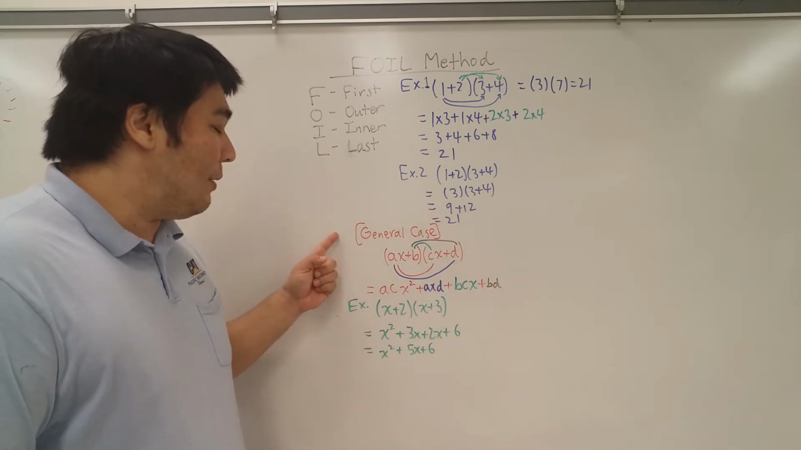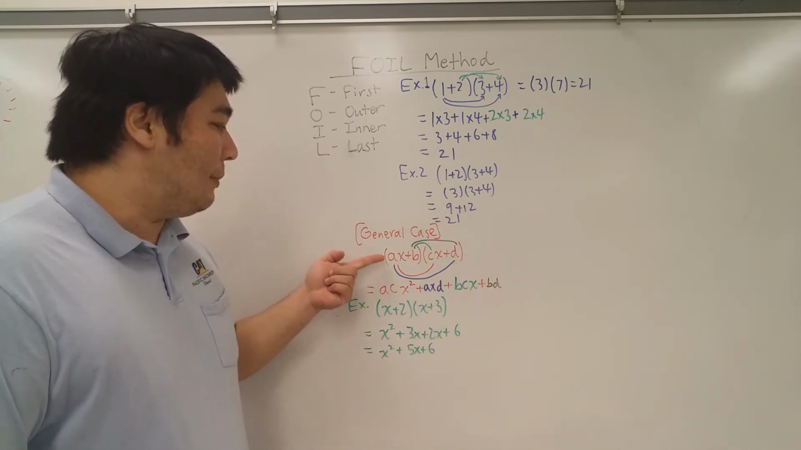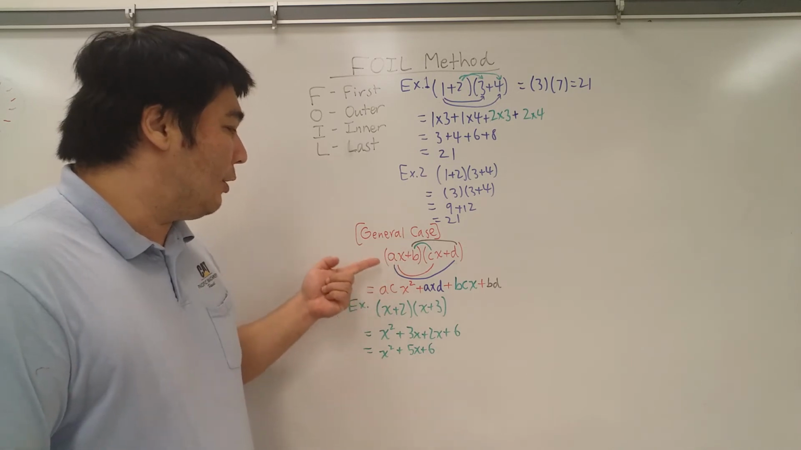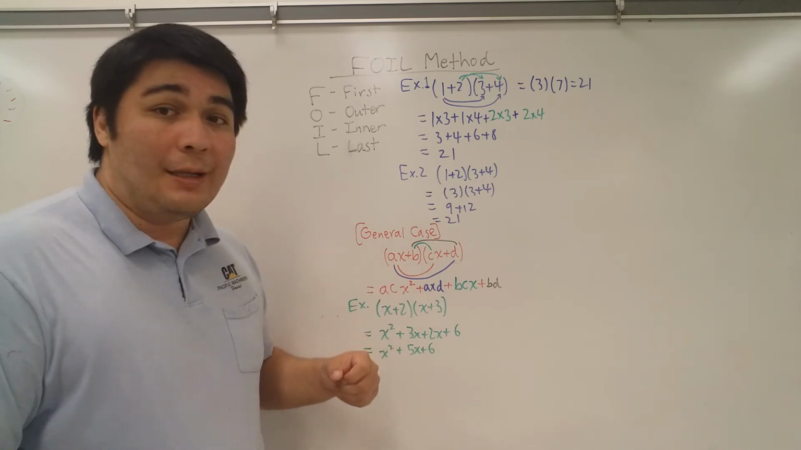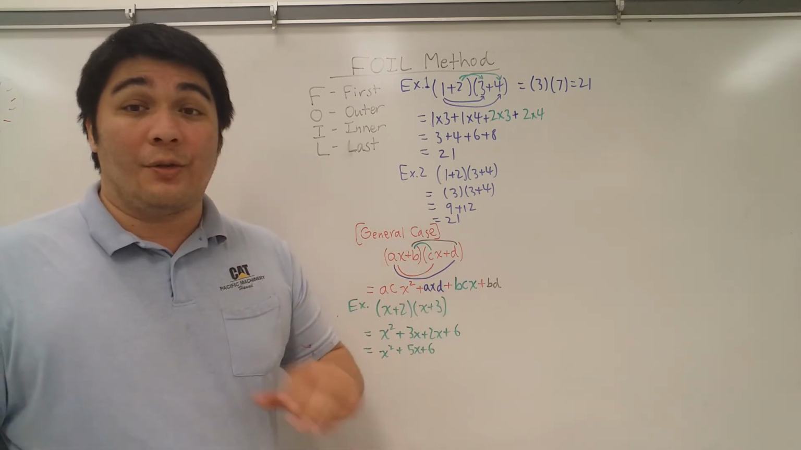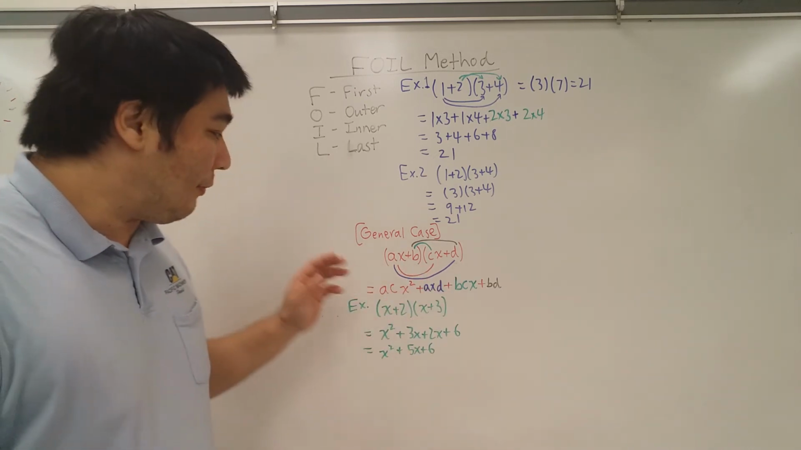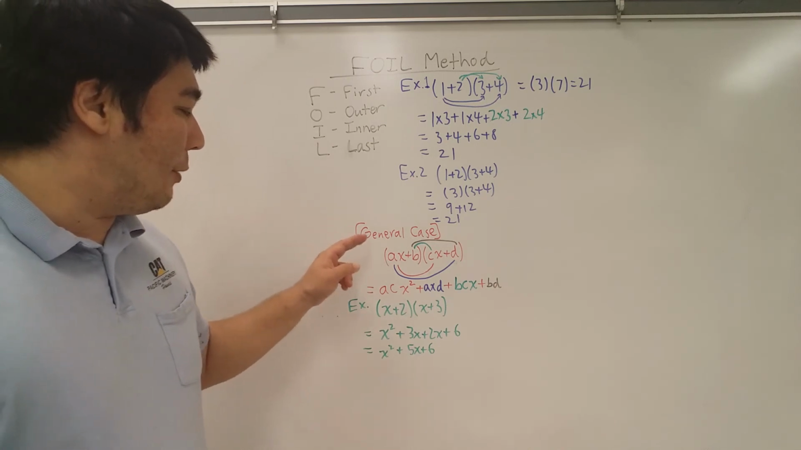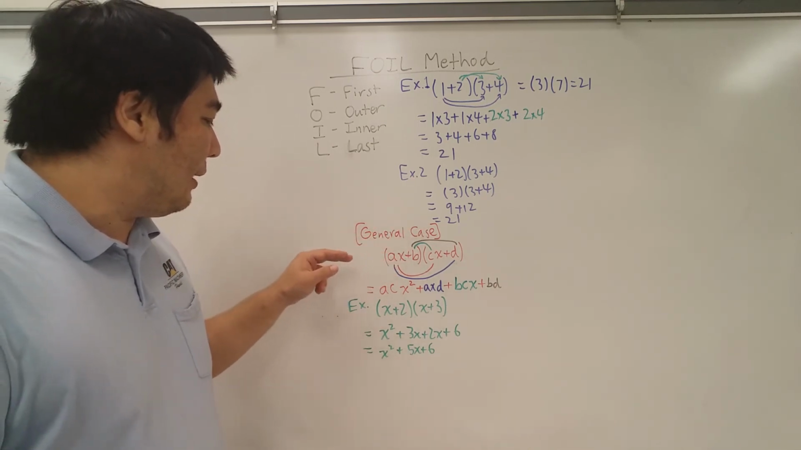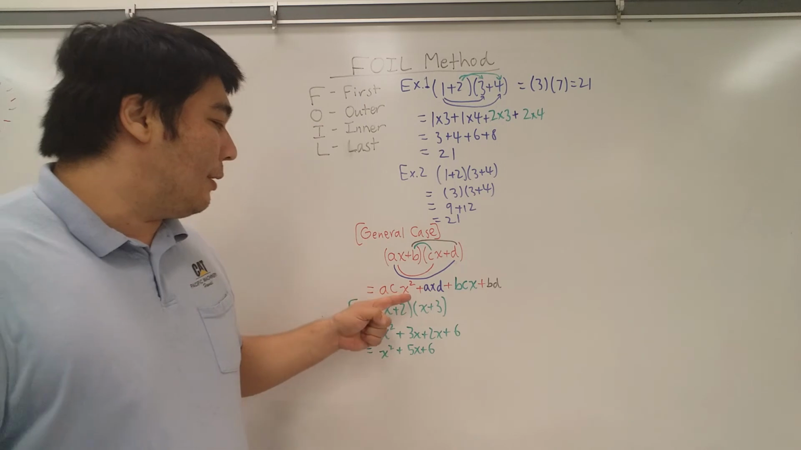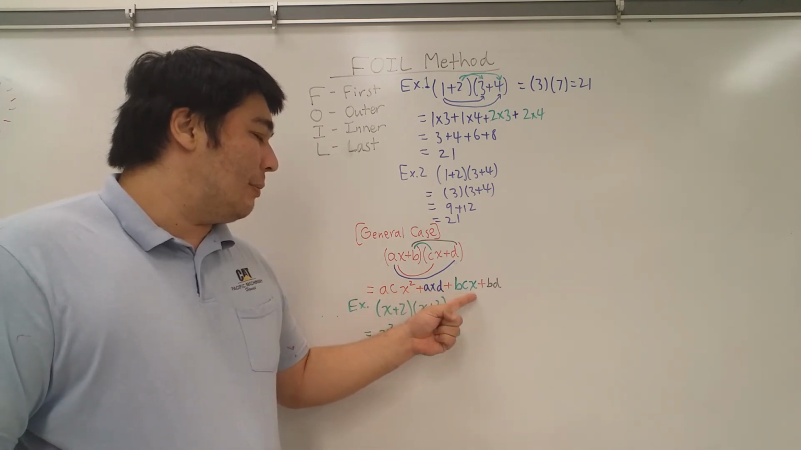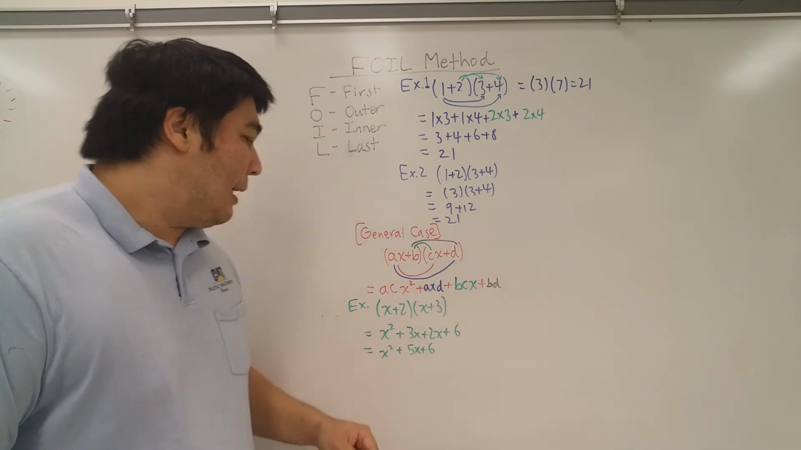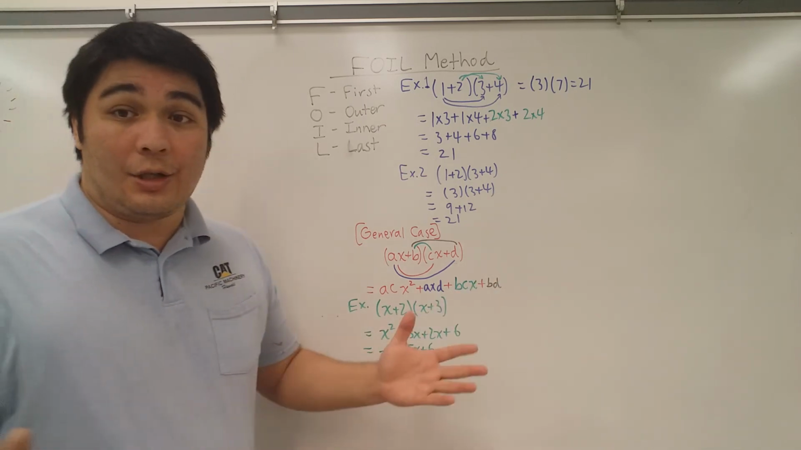Here we go. In the general case, we have a general polynomial written out as ax plus b times cx plus d. All of them are very different, which is why I said it's a very general case. If we apply the FOIL method to the whole thing, we get acx squared plus adx plus bcx plus bd. Of course, that's just a formula.